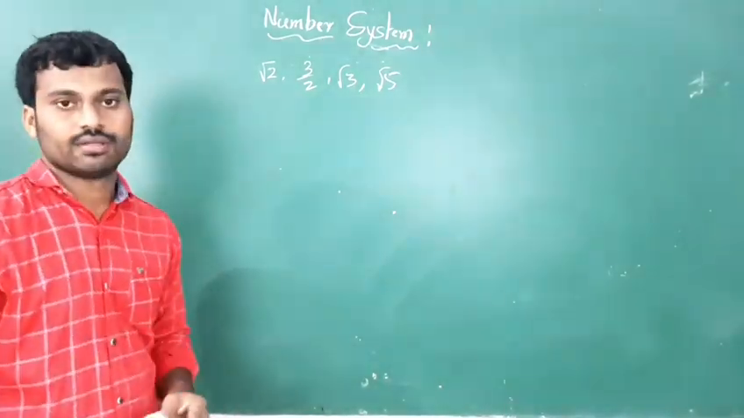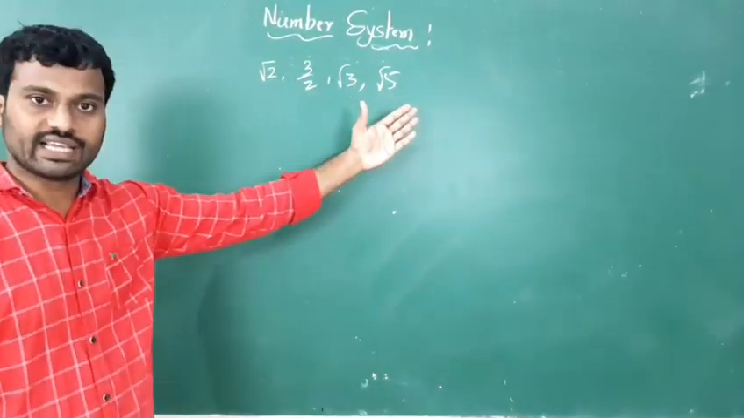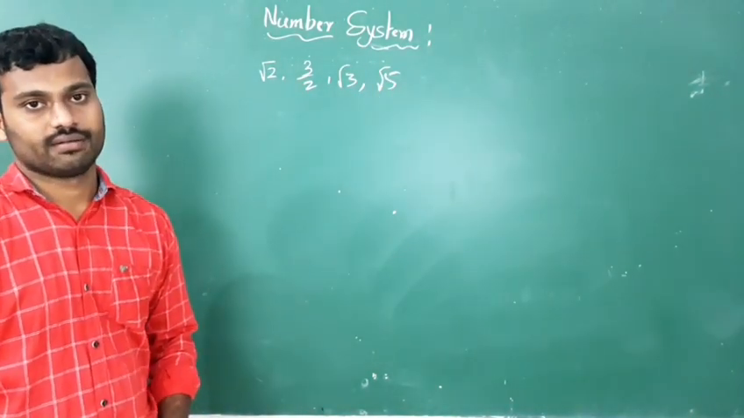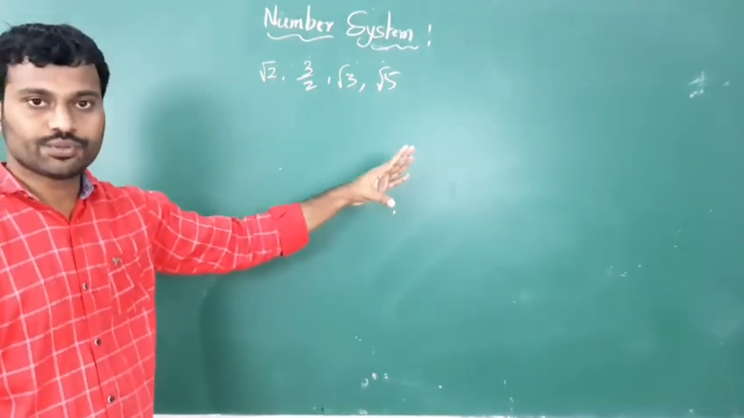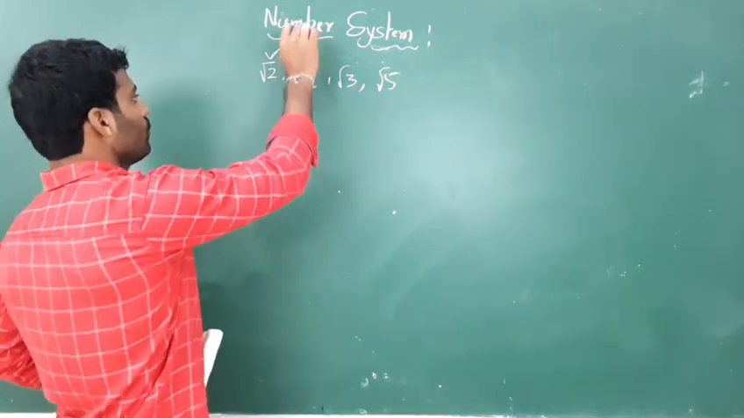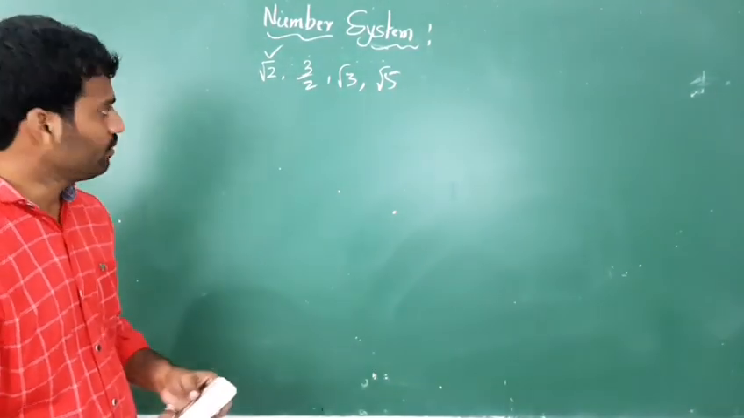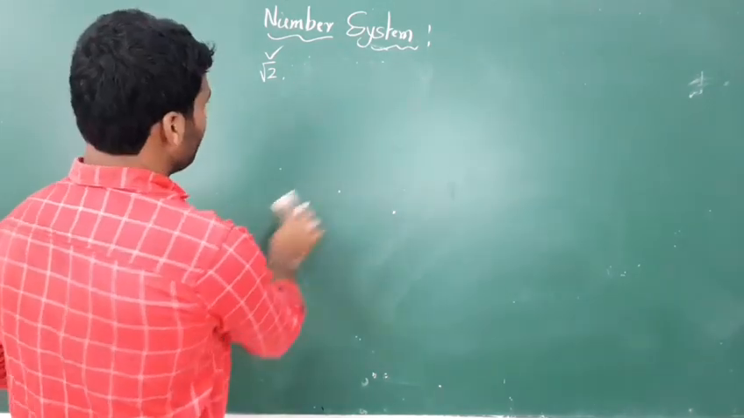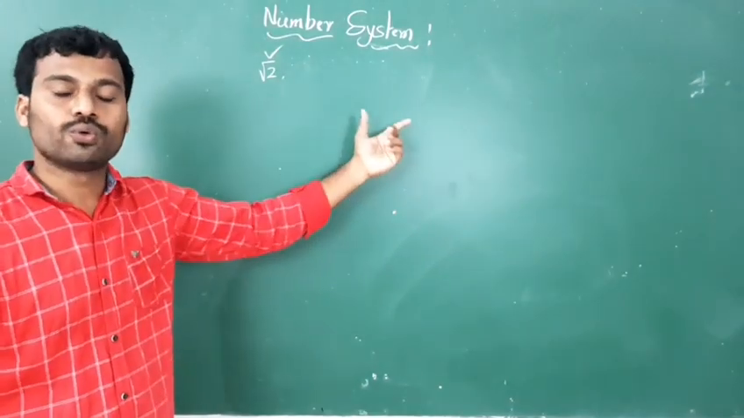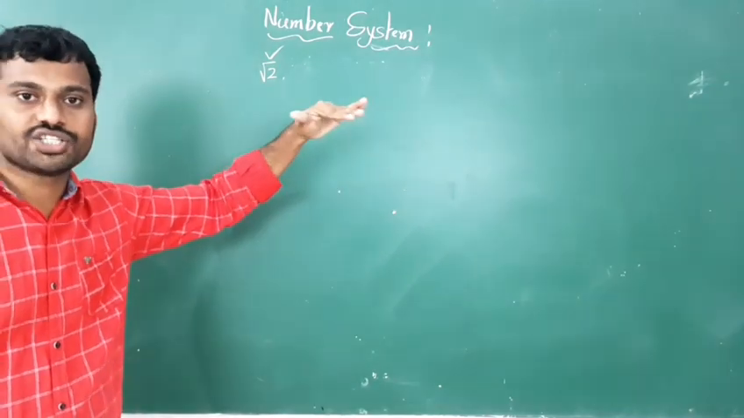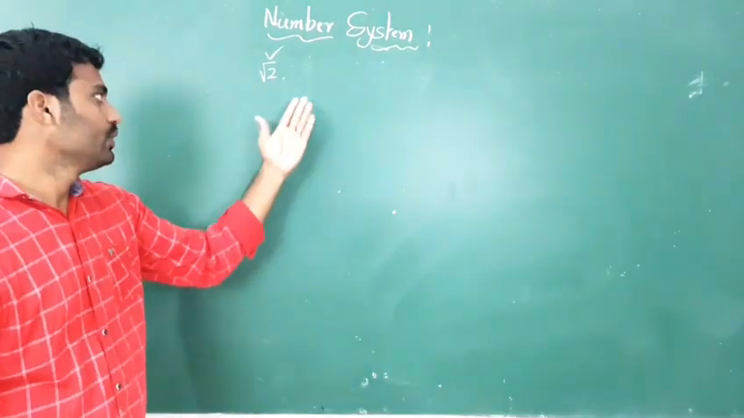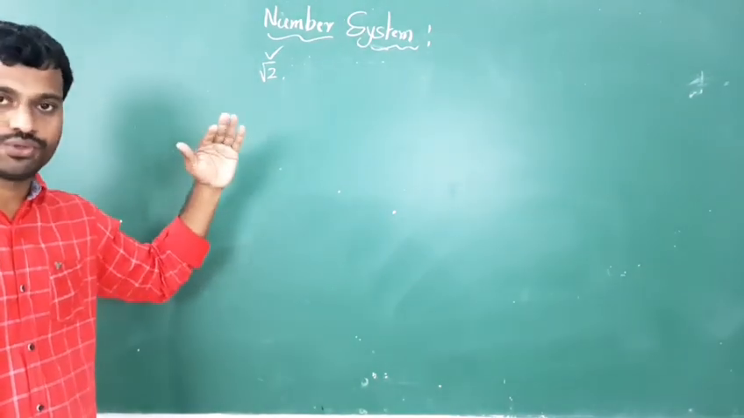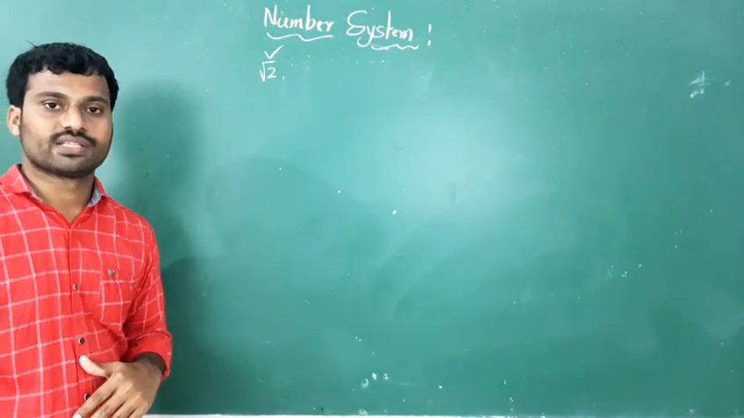Any type of question they can ask, and they can ask that number to represent on the number line. So which one do I take? I will go with root 2. So you will solve for any other numbers. So how to represent root 2 on the number line? Maximum they can ask root 2, root 3, root 5 or any irrational numbers. You should know the rational numbers also, 3 by 2, 5 by 2, such numbers also you should know how to represent.